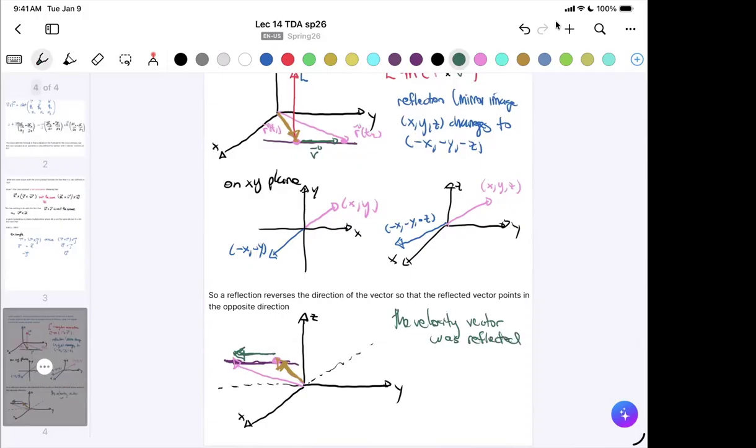Is that okay so far? Is that making sense? Any questions up to this point?